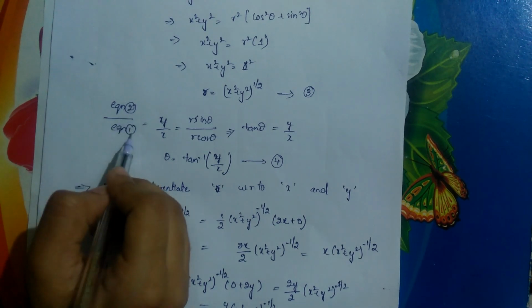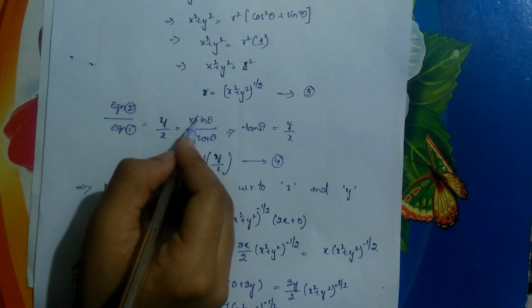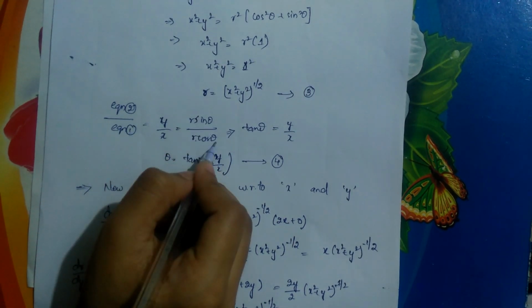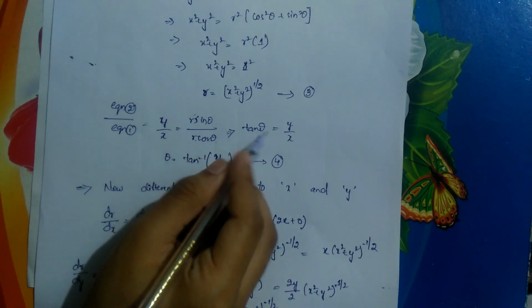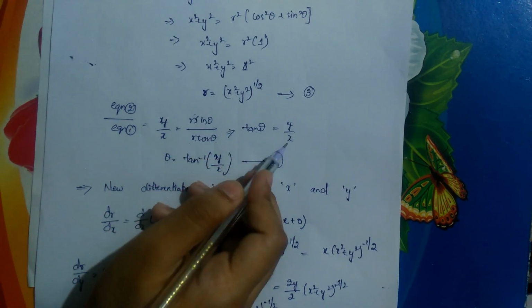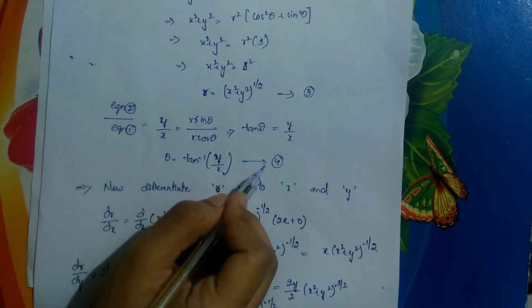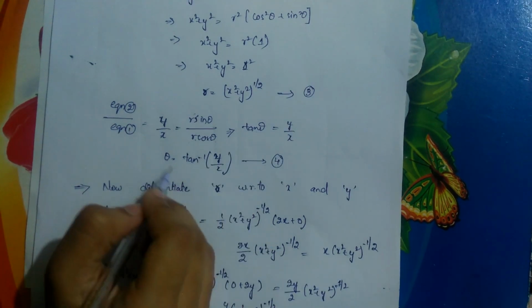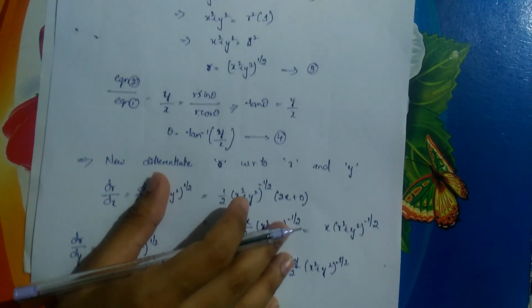So equation 2 by equation 1, that equals y by x, and that equals r sin theta by r cos theta. R gets cancelled, sin theta by cos theta is tan theta, equals y by x. Then theta equals tan inverse of y by x. So let this be equation number 4. Now we got the theta equation in terms of y and x. Now we have to differentiate it.